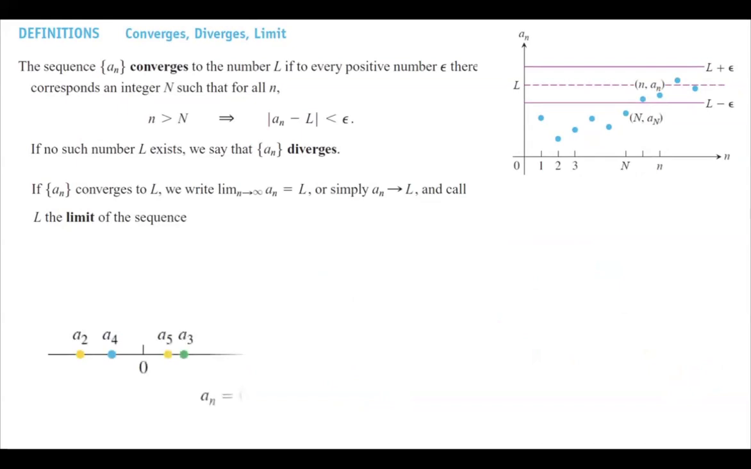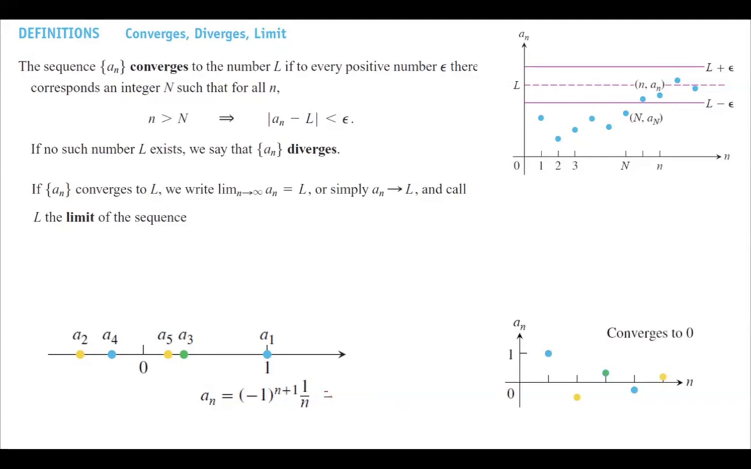Now take a look at this sequence. a_n is (-1)^(n+1) times 1 over n. Okay, in 2D, we can visualize it this way. When n is equal to 1, you get (-1)^2, which is 1, and you get 1 over 1, which is 1. So this is the very first y value.